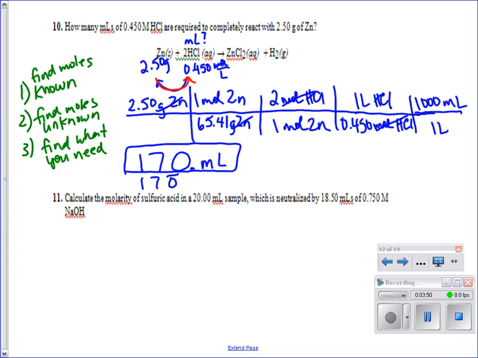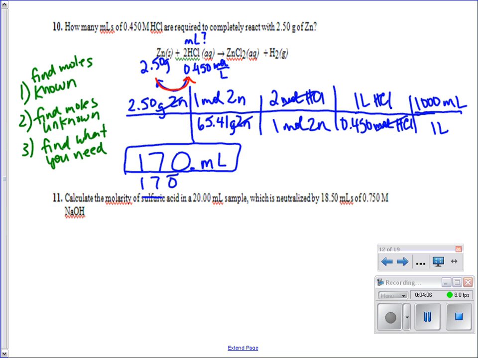Okay, this is all we're doing today. Kind of the same thing over and over with just different little things thrown in. The next says, calculate the molarity. Now, I'm going to make a change here because there's going to be contradictory information between this problem and the next problem if I don't do it.